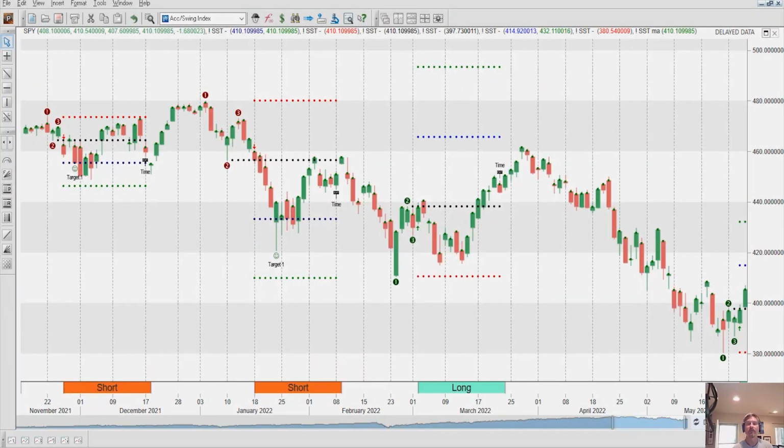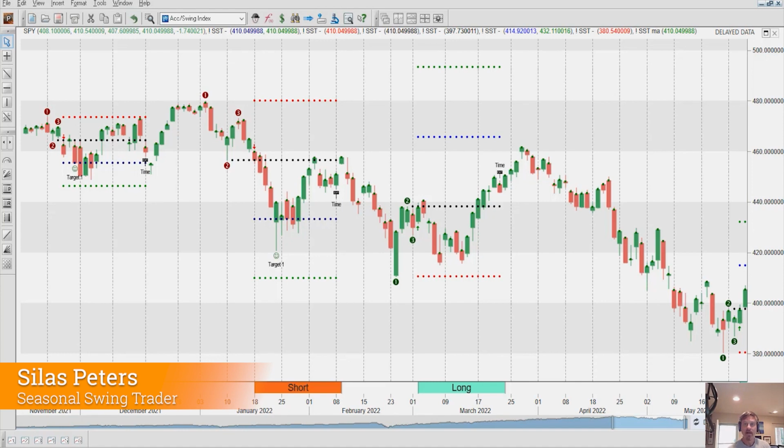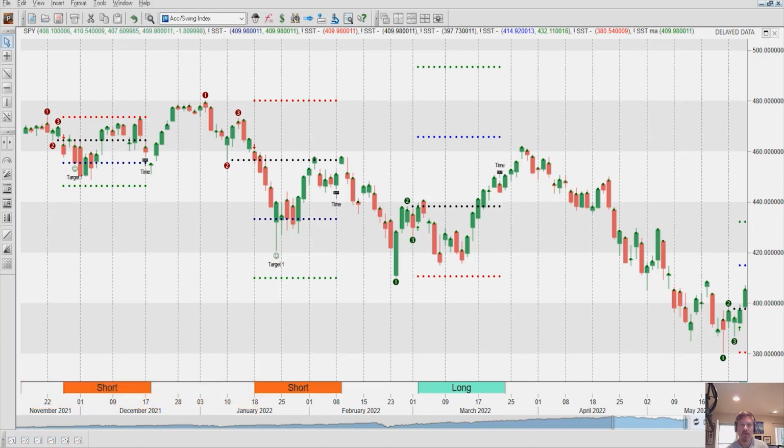Hey traders, Silas Peters here from Seasonal Swing Trader and Trades Trading. Very, very excited to announce that the 3S Code indicator and scanner are now available for the MetaStock platform. Now, in just a few moments, we're going to talk about what the 3S Code indicator does and what it is. And of course, the purpose of it is to make our lives easier by finding high probability trades.